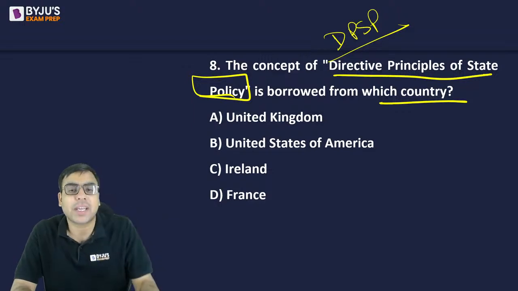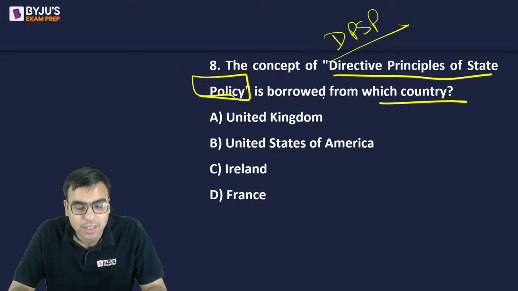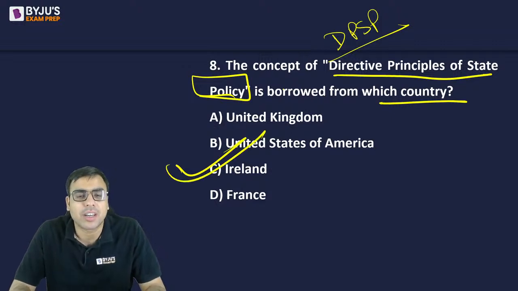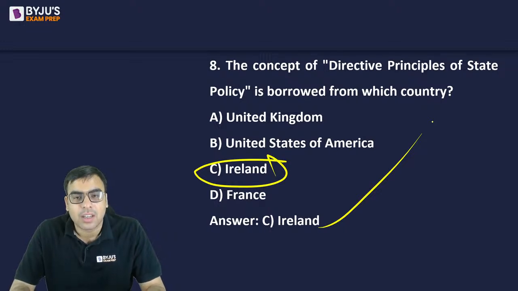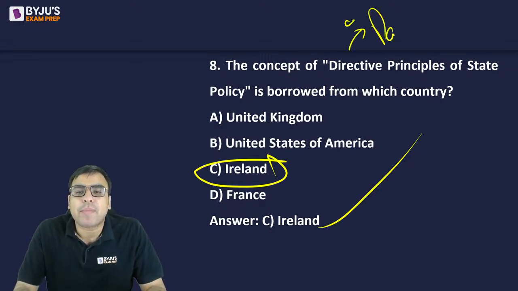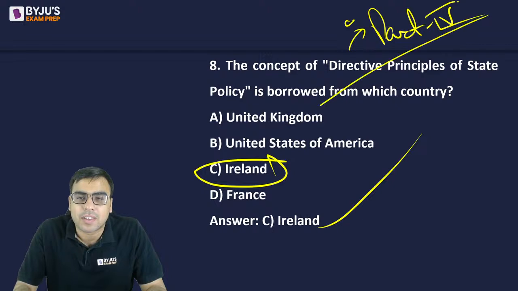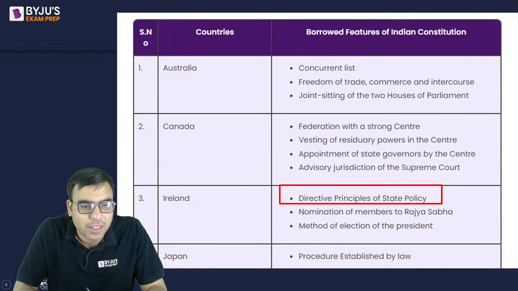The concept of DPSP has been borrowed from which, I mean, these are very basic. So Ireland, Irish Constitution. C is the right answer to this question. DPSP, you will find it in part 4 of the Indian Constitution. Okay. Yes, here you can see.